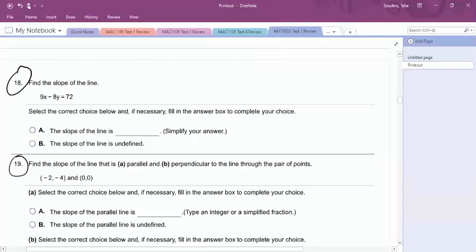Okay, number 18, find the slope of the line. What I like to do is get the equation in slope-intercept form because then I can easily identify the slope. So we want to get this equation in the format y equals mx plus b. So we want to get the y by itself. What could we do as our first step? Subtract 9x on both sides. Very good.